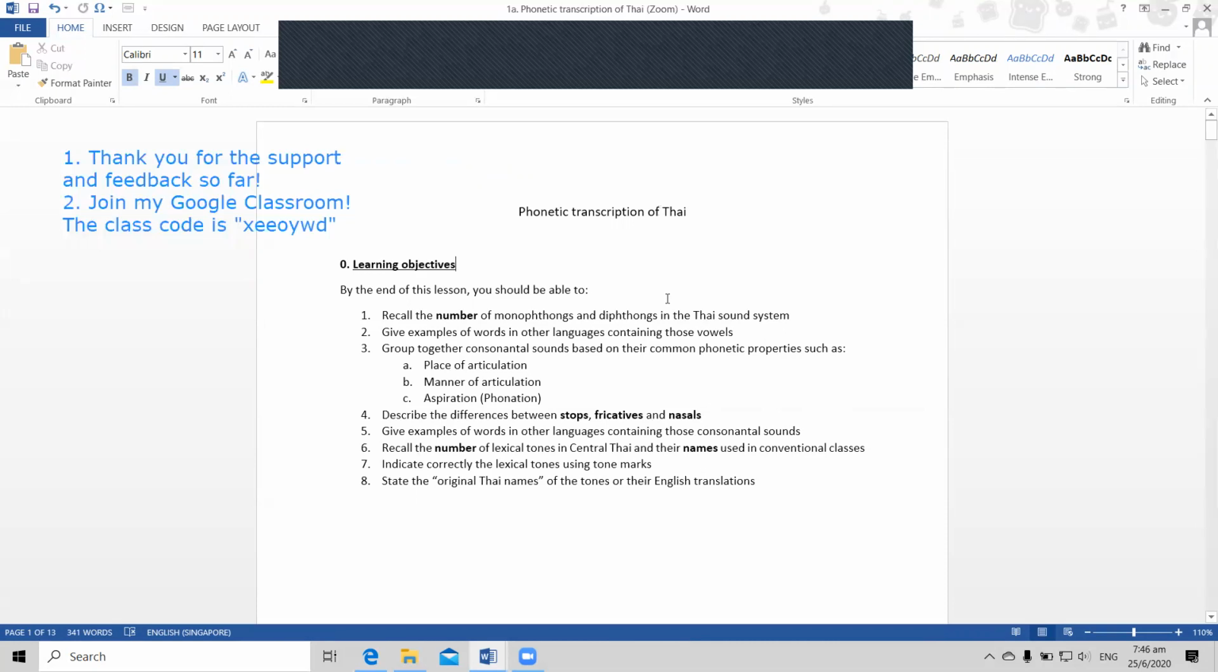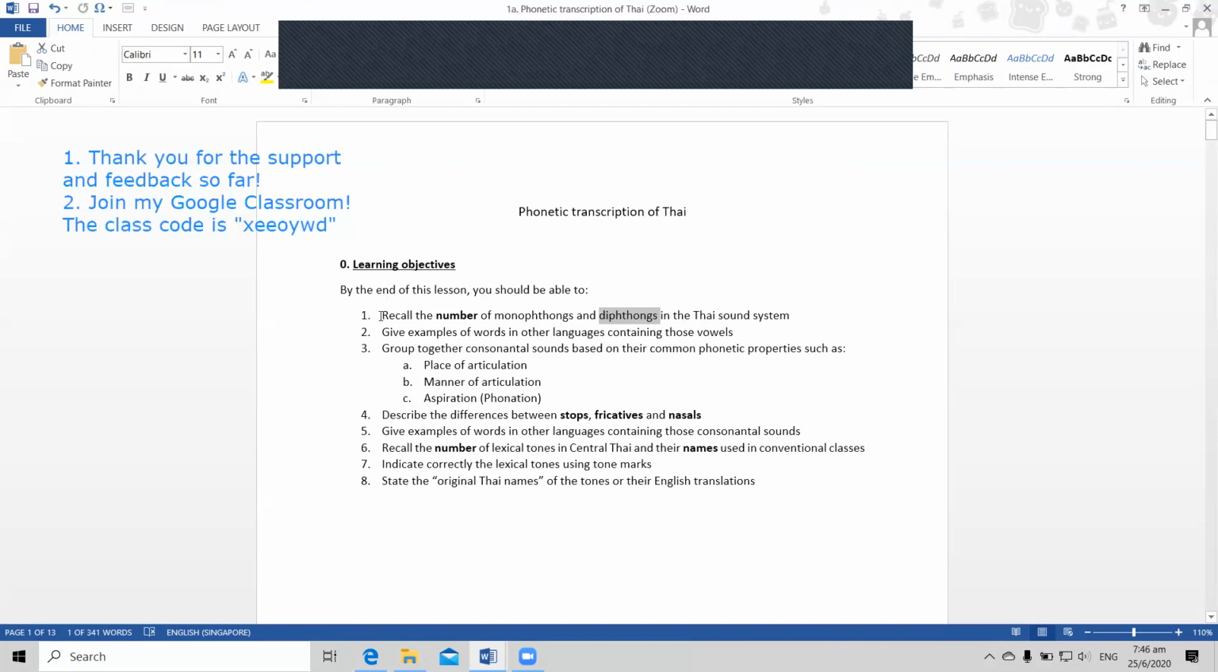These are the learning objectives of this first lecture. By the end of this lesson, you should be able to recall the number of monophthongs and diphthongs in the Thai sound system. What are these? We will come to that later. And you should be able to give examples of words in other languages like Mandarin, Hokkien, or whatever language you know, containing those vowels.